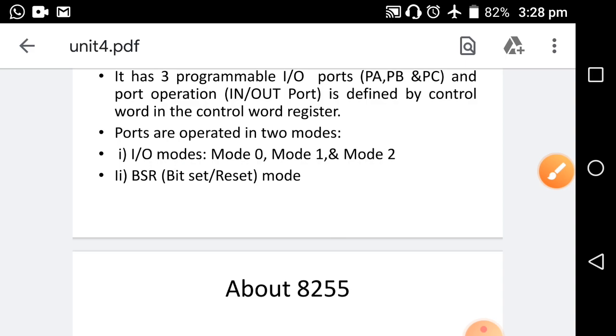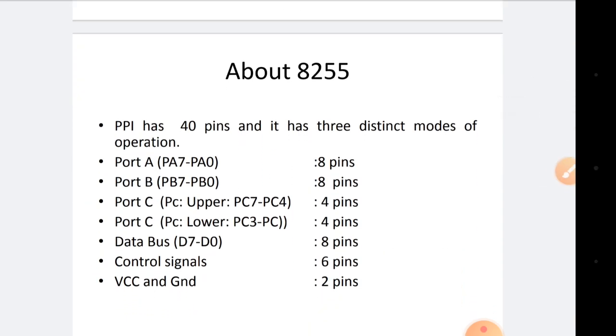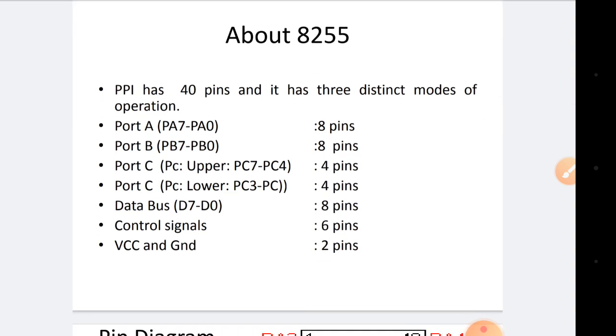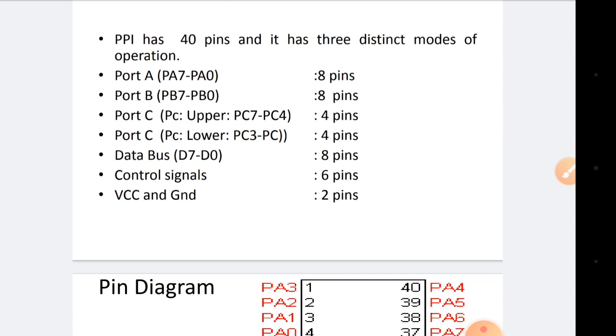So, further moving to the introduction of the 8255. The programmable peripheral interface IC 8255 is a 40 pin IC, and it has three distinct modes of operation, which are mode 0, mode 1 and mode 2. Okay, and it has three ports. These three ports are 8-bit long. Okay, and it is divided into two groups, group A and group B.